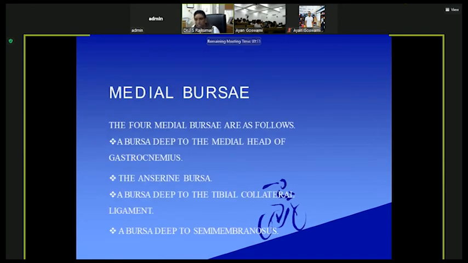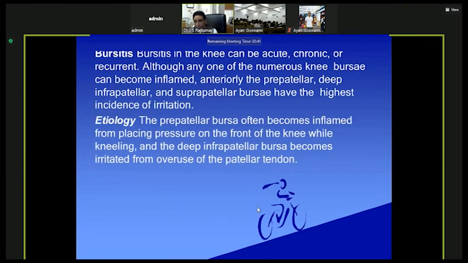Now you come to the medial side. Remember, 12, 4, 4, 4. You won't fail. These 4 medial ones are just as you have a bursa on the lateral side in relation to the gastrocnemius and the semimembranosus. Here you have one deep to the medial head of the gastrocnemius. Then just as you have one deep to the fibular collateral ligament, here you have one deep to the tibial collateral ligament. And then the anserine bursa and the bursa deep to the semimembranosus. All these are 4 bursae medially, 4 laterally, 4 anteriorly.